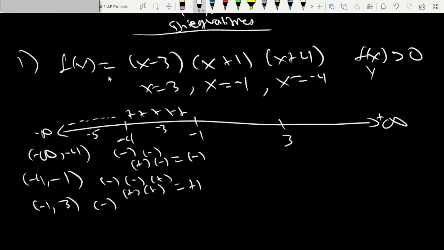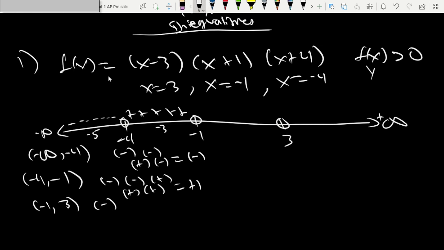Now, I forgot to point this out. Here we have open intervals because it's greater than, not greater than or equal to. So all these are going to be open intervals. If you had greater than or equal to, then you would need to fill in the endpoints. But in this one we have open intervals, so we don't need to do all that.